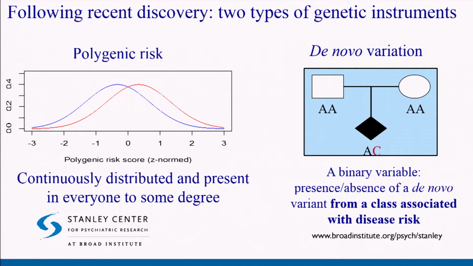So going back to this, we have two types of things we're looking at again. We have the common variants working together, continuously distributed in everybody, and the de novo variants, which we also all have usually in some degree, but are less common in terms of carrying one that creates a strong degree of risk for a neurodevelopmental disorder.